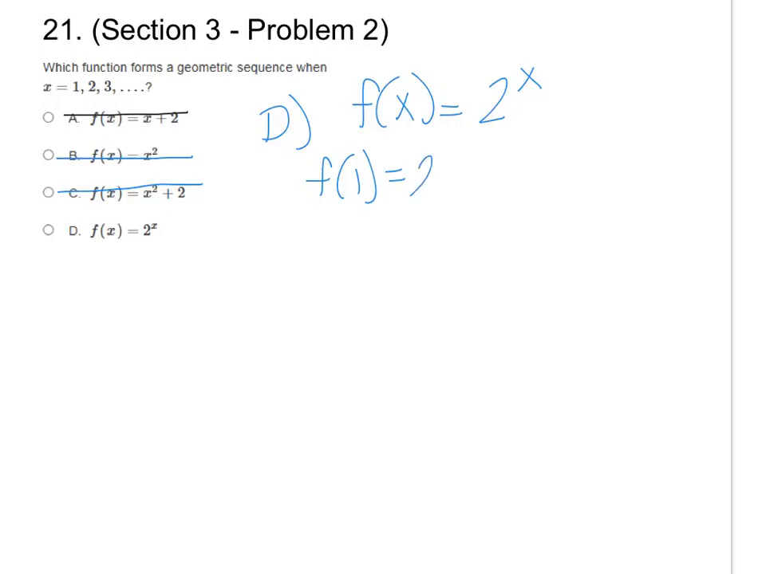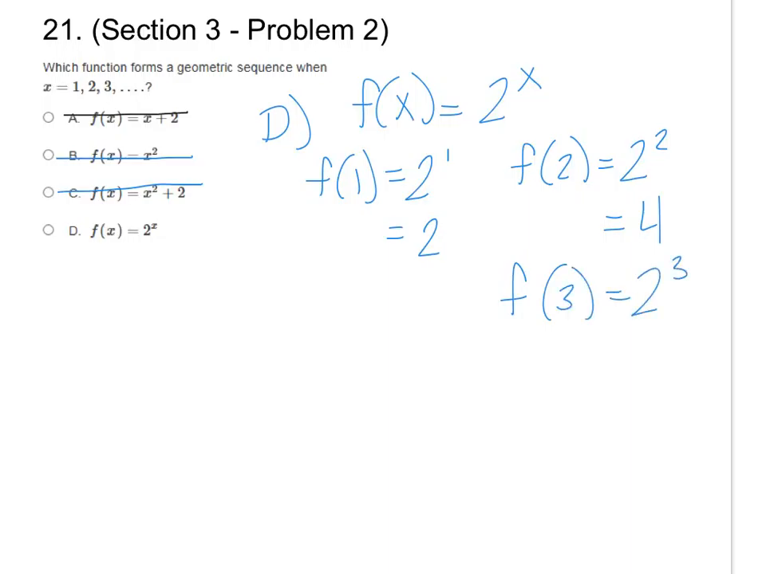So first I'll plug in 1, so I get 2 to the first power, which is 2. And then I'll find f of 2, so I'll take 2 to the second power, which is 4. And then I'll take f of 3, and I'll take 2 to the third power, which remember is 2 times 2 times 2, right? You're multiplying this base by itself 3 times. So that would be equal to 8. So my first 3 terms of the sequence are 2, 4, and 8. And then that would continue.